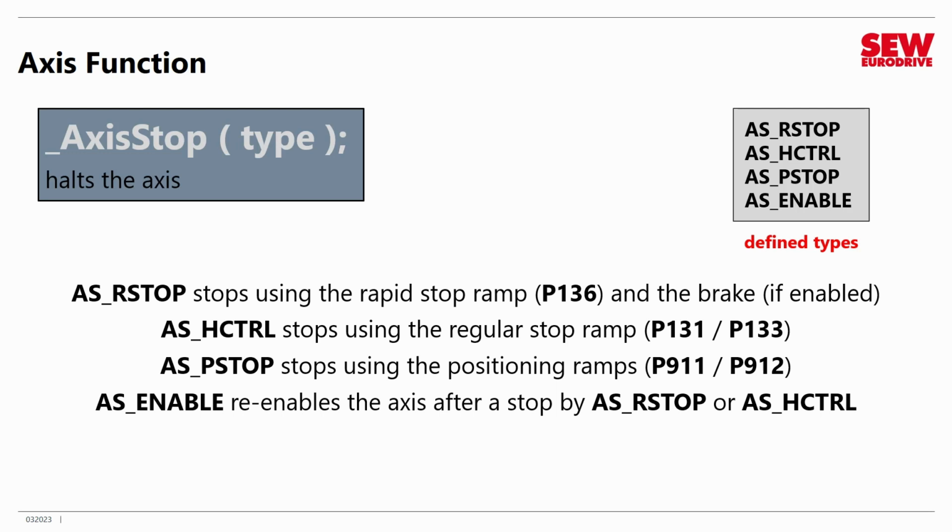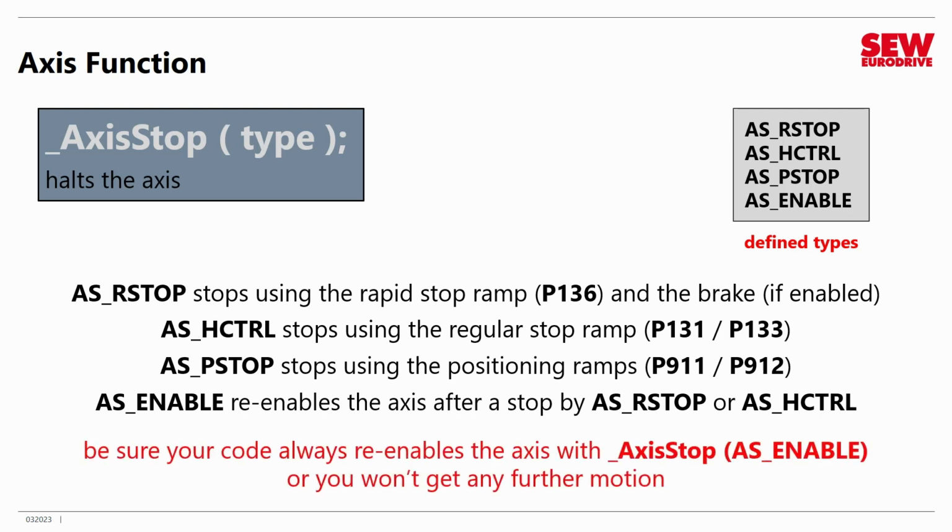Don't forget that, because if you do forget to do that and you don't re-enable it, you will get no further motion. The drive will just be permanently disabled. This is a very common mistake. Just remember you've got to re-enable your axis after you've done a stop if you've done it with RStop or H control.